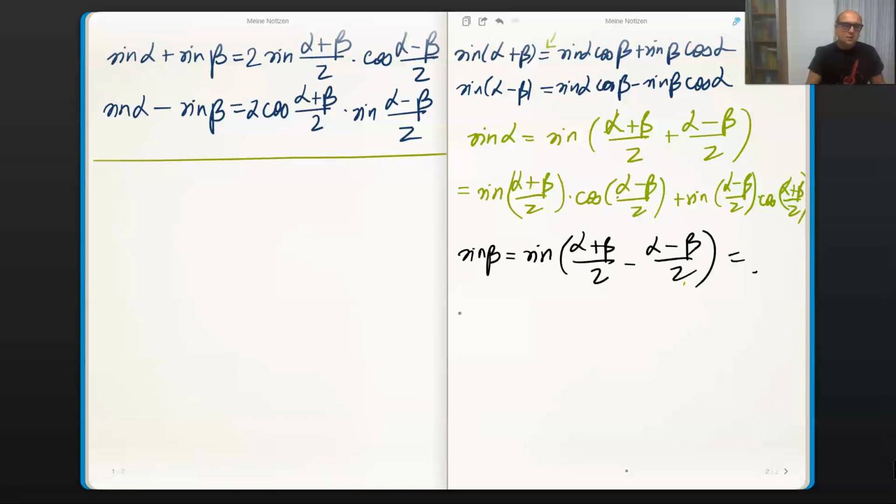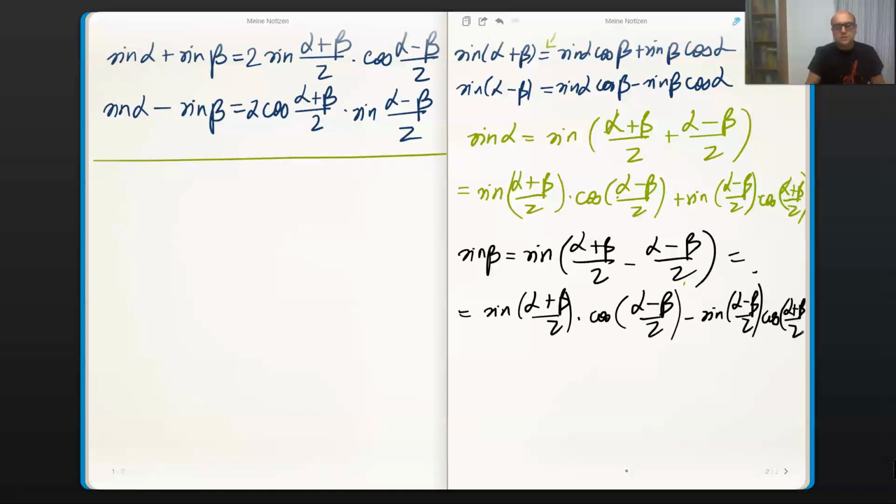Yeah. And now we're applying the second one with the minus, so it's sine of the first divided by 2 times the cosine of the second, minus the sine of the second times the cosine of the first. And if we add it up, what we're going to have is the same expressions here, but with different signs.